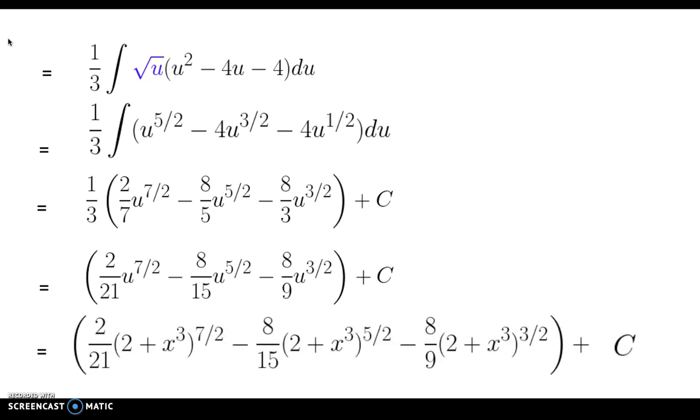Now let's substitute 2 plus x cubed back in for u. So here we have 2 over 21 times the quantity 2 plus x cubed to the 7/2 minus 8 over 15 times the quantity 2 plus x cubed to the 5/2 plus 8 over 9 times the quantity 2 plus x cubed to the 3/2 plus c.